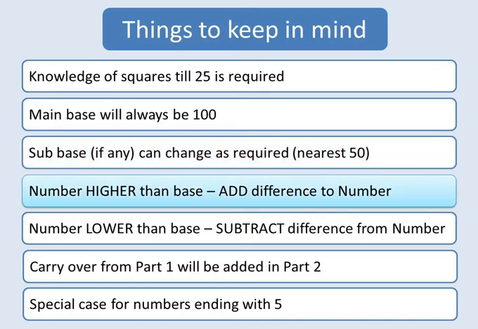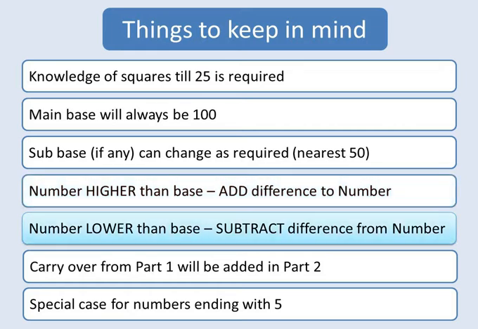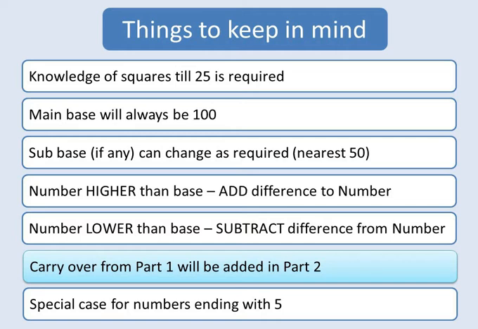Moving next, if the number is higher than the base or the sub-base, we have to add the difference to the number. Or else, if the number is lower than the base or sub-base, we have to subtract the difference from the number. If you are getting confused with these, please don't be, as we will be discussing these in our upcoming examples. Now, as we will calculate the squares in two parts, the carryover from part 1 will be added in part 2. Again, we will learn this in our examples.